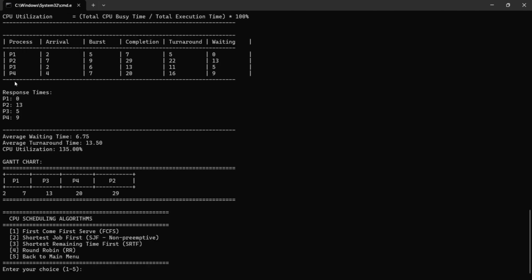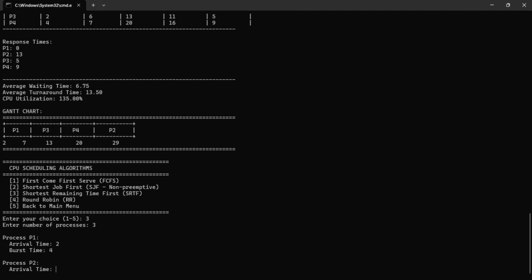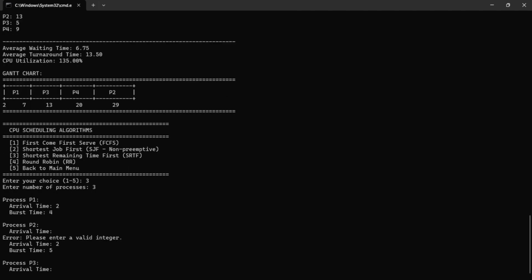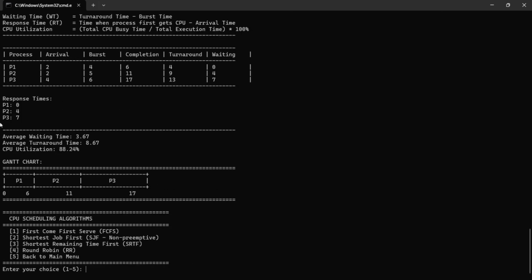And the next is Shortest Job First, where the process with the smallest burst time receives priority, and this is the output of the SJF, or Shortest Job First. And we also implement Shortest Remaining Time First, or SRTF, which allows preemption whenever a shorter process arrives. And this is the output of the SRTF.